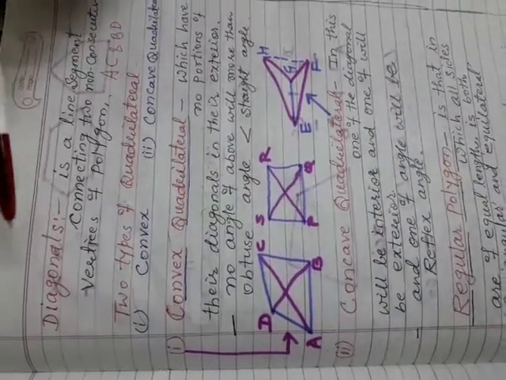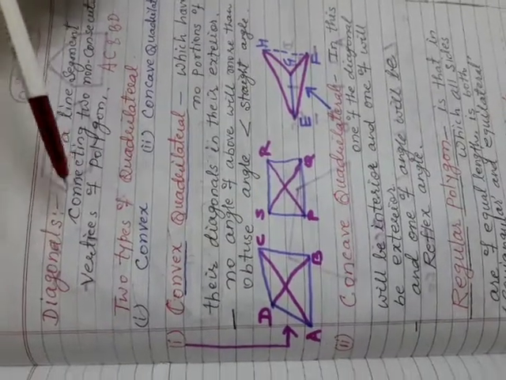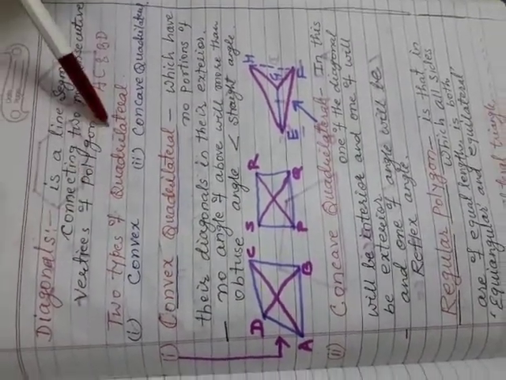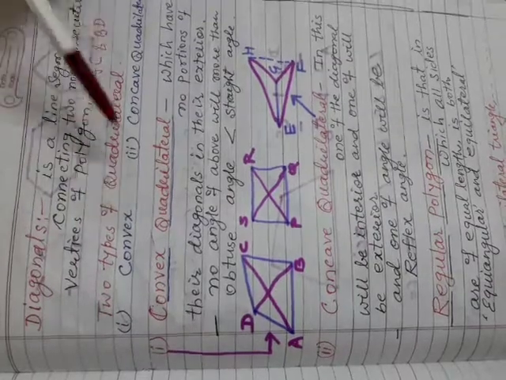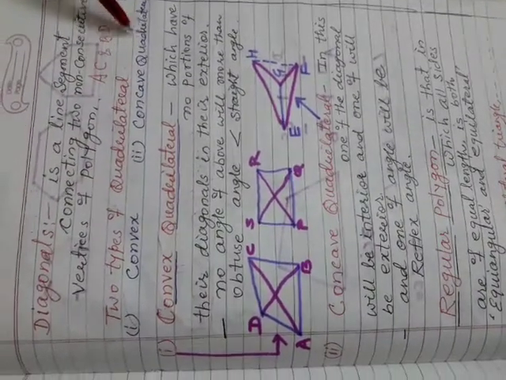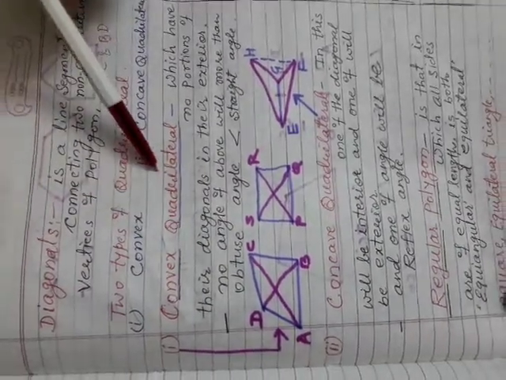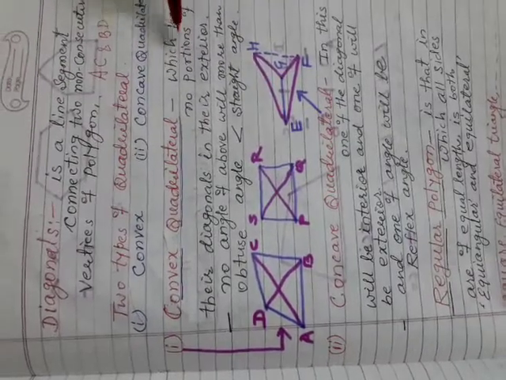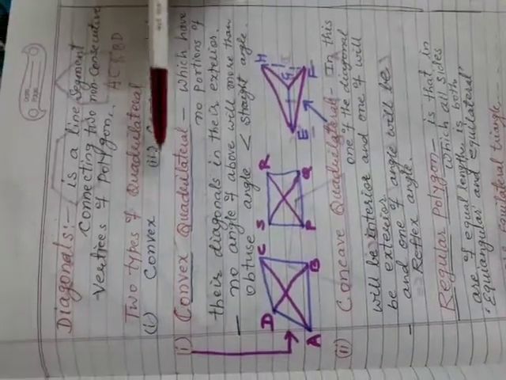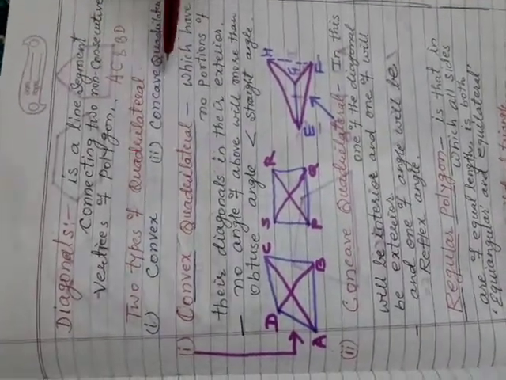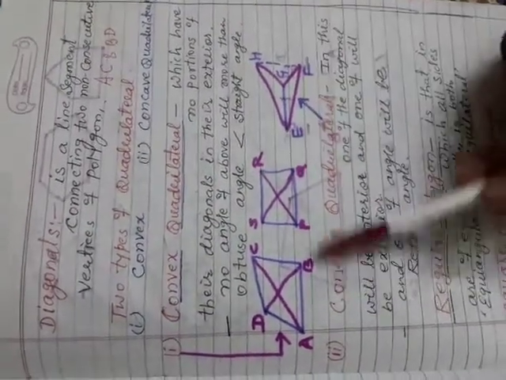Now, after the explanation of opposite sides, adjacent sides, opposite angles, adjacent angles and diagonals, we come to the types of quadrilateral. Two types of quadrilateral are there: the convex quadrilateral and the concave quadrilateral. Convex quadrilateral first: it has no portions of its diagonals in its exterior, meaning no exterior diagonal will be there, and no angle will be more than a straight angle. Now these are the examples.